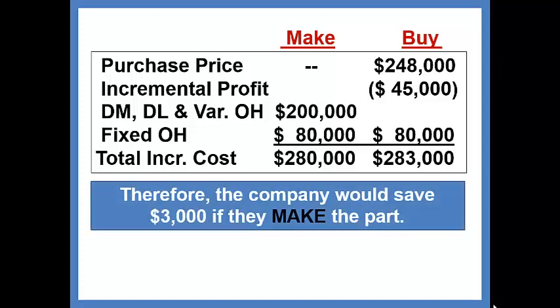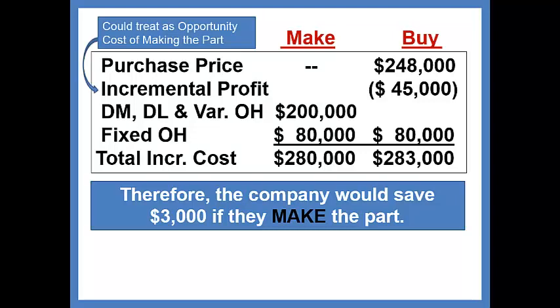So if we have an alternate use for these facilities, the company would save $3,000 if they make the part. And that's primarily because none of the fixed overhead can be avoided at that point. The profit from the new product line just simply did not offset the fixed overhead costs that are going to remain. One thing to note is that this incremental profit, you could have treated this as an opportunity cost of making the part, meaning you would add it to that column and have nothing in the buy column.